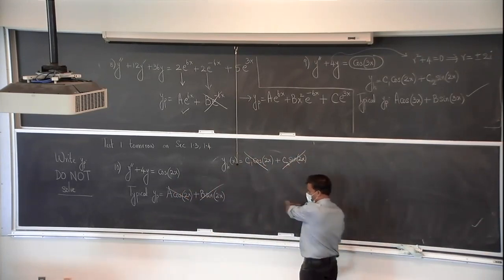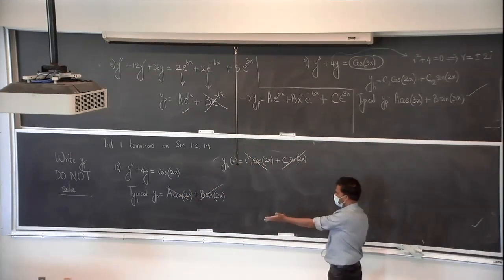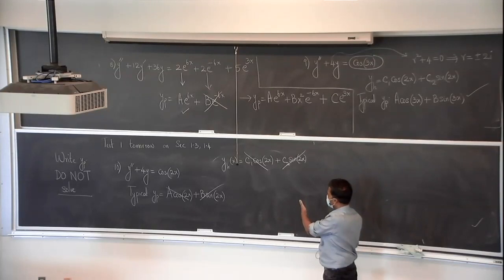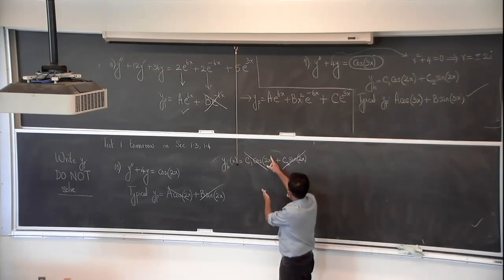So that yp is completely wrong. How do you fix it? Inside the cosine 2x, so the cosine a 2x. Oh, you want to change the frequency of this? Yeah.